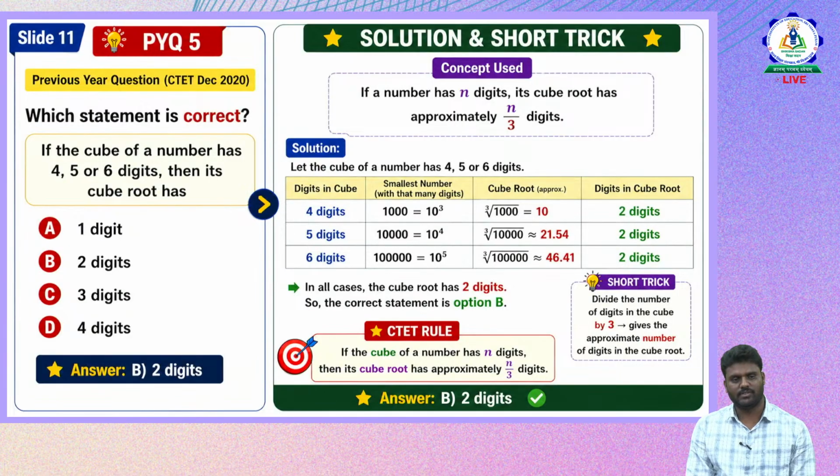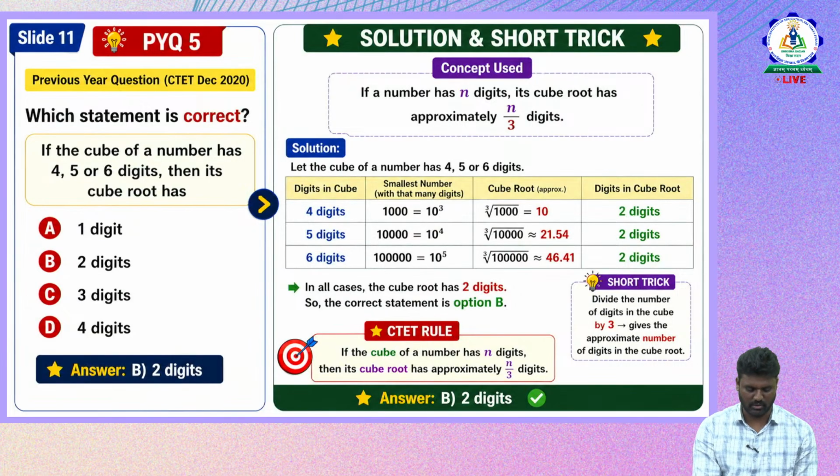What is the concept the question is asking about? If a number has n digits, then the cube root has approximately n by 3 digits. Now let us take 6 digits, since they have given 4, 5, 6 digits. If n is equal to 6, then it may have approximately n by 3, so 6 by 3 gives 2. Approximately it may have 2 digits.